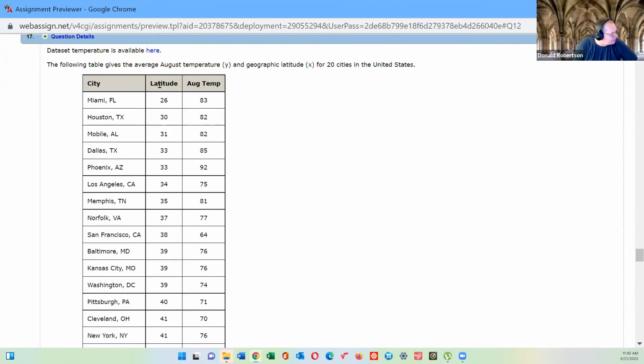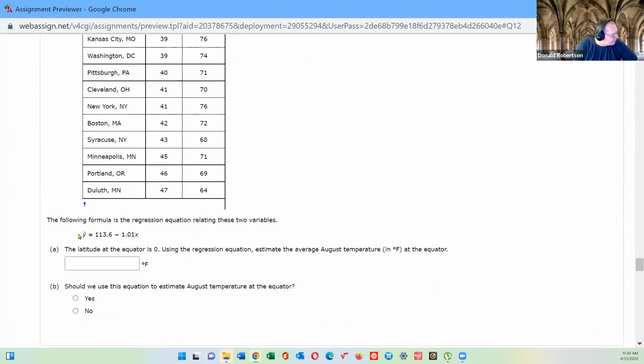Okay, here is the latitude and various places question, which is fine. So the following table gives the average temperature in August and the latitude of 20 cities in America. And it says, use this.